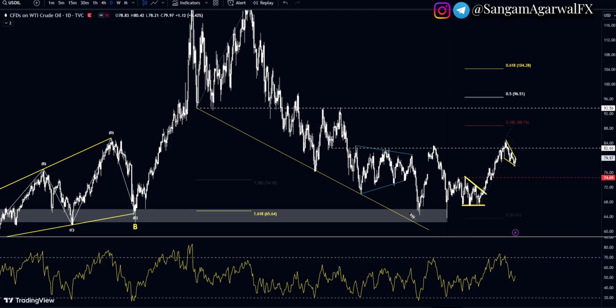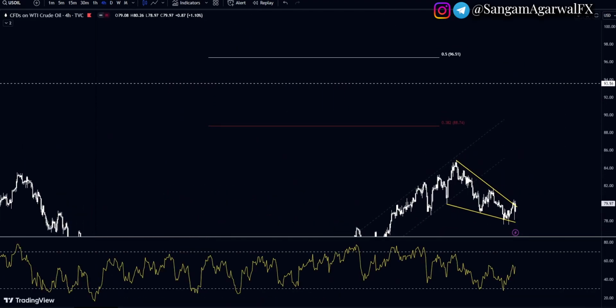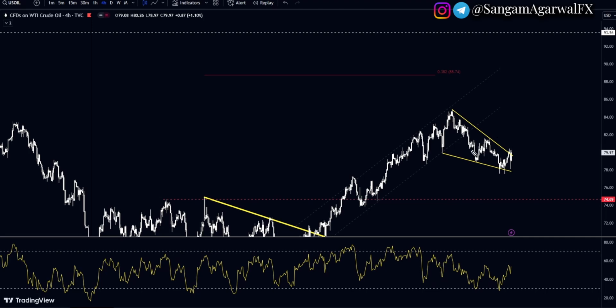Then oil daily time frame, your same old support and resistance, and this is your correction. If you see the H4 time frame, then this can be your triangle chart pattern correction. And if it is a triangle chart pattern, then first it will break out 84, then 93.